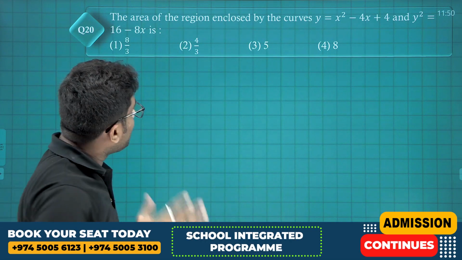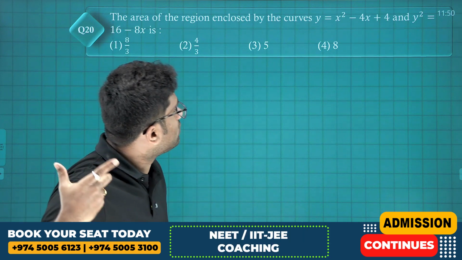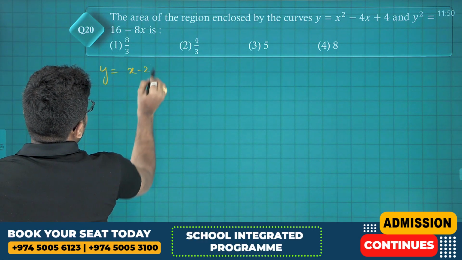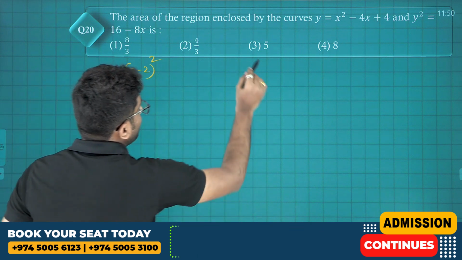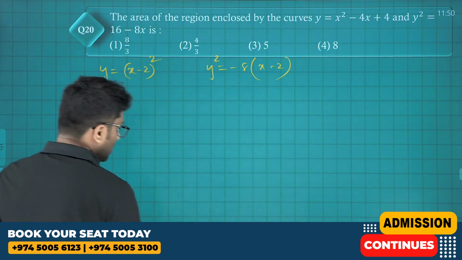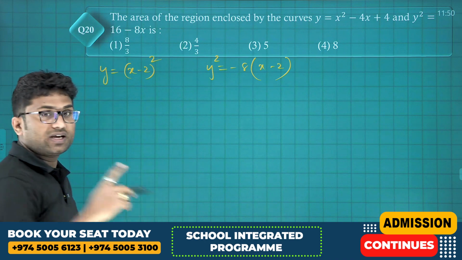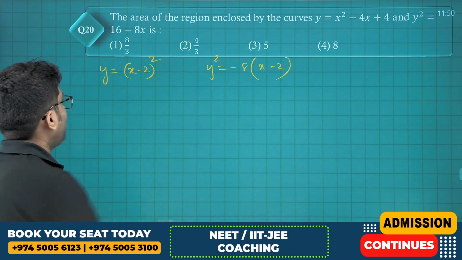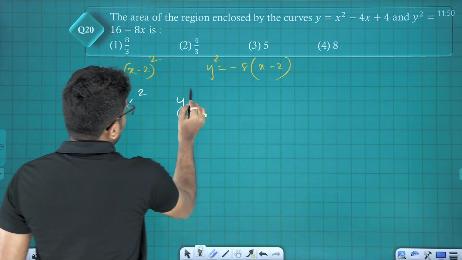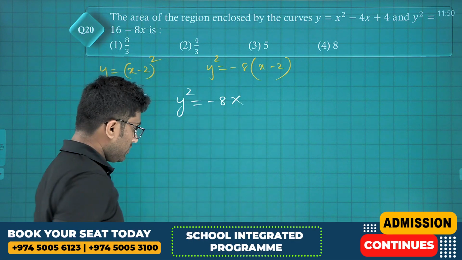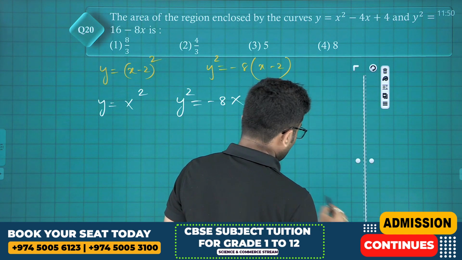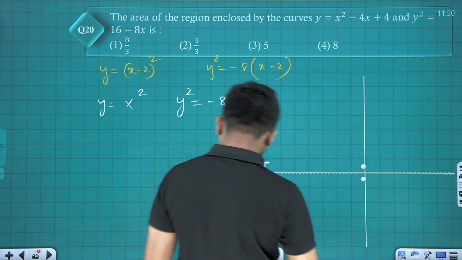The area of the region enclosed by the two curves y is equals to x square minus 4x plus 4. What is x square minus 4x plus 4? We can write this as x minus 2 whole square. Next, another equation is y square is equals to, take minus 8 common, we can write this as x minus 2. Clearly friends, you can see in both of the cases x minus 2, so you can reduce it to standard form. Let's take x minus 2 is equals to some capital X, y is equals to capital X square, and y square is equals to minus 8 times capital X. So this is clearly two standard forms now. Yes, no? These two are two standard forms.